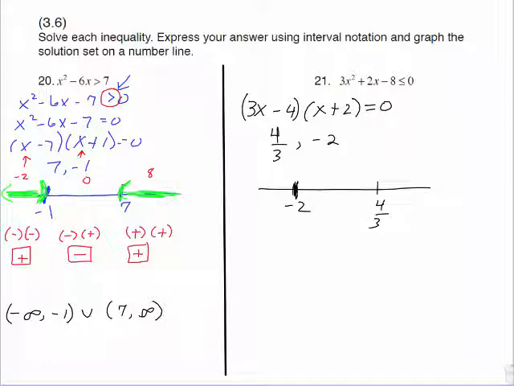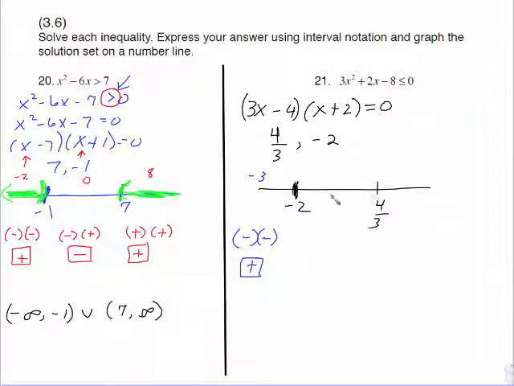I now have to do all the test point stuff. So a number to the left of negative 2, I'll say negative 3. If I put that in up here, that's going to give me a negative. 3 times negative 3 is negative 9. Minus 4 is a negative. Put negative 3 in here. Negative 3 plus 2 is also a negative. A negative times a negative is a positive.